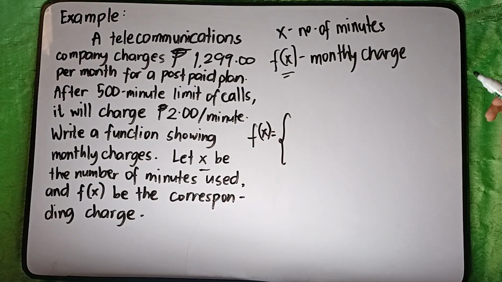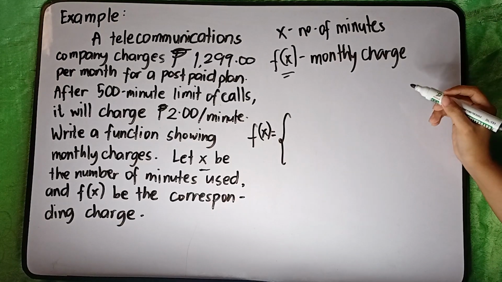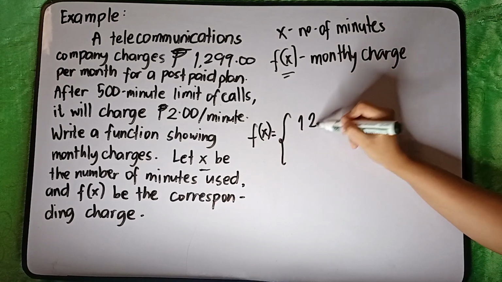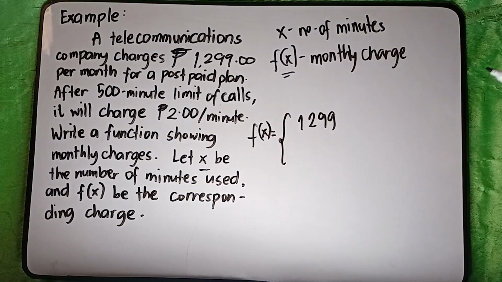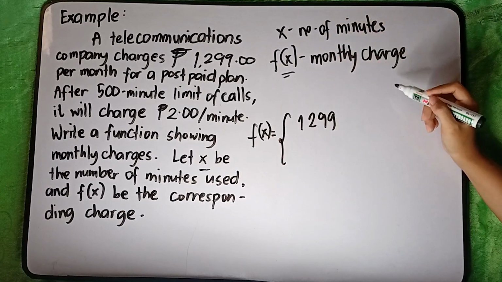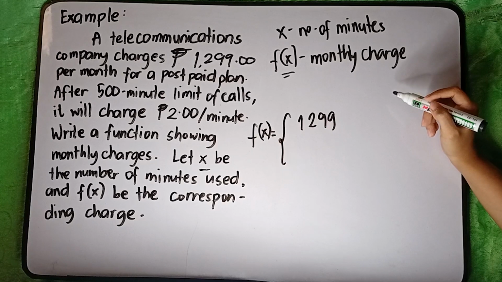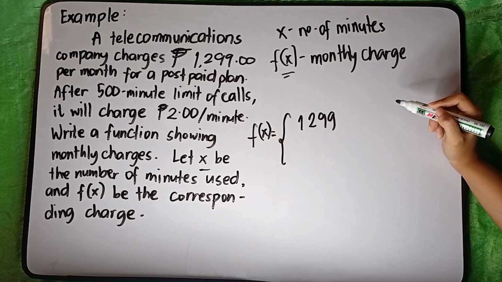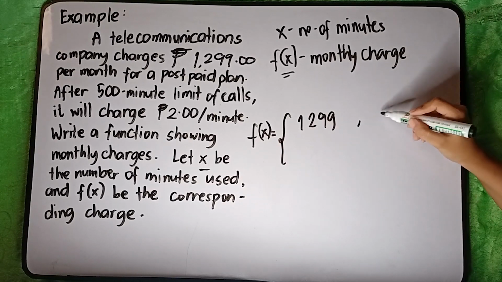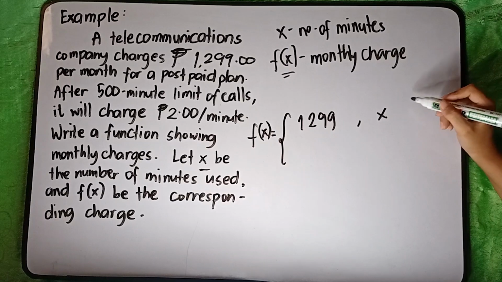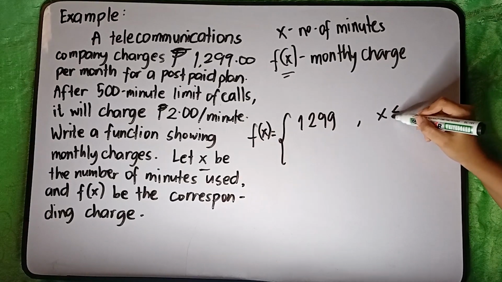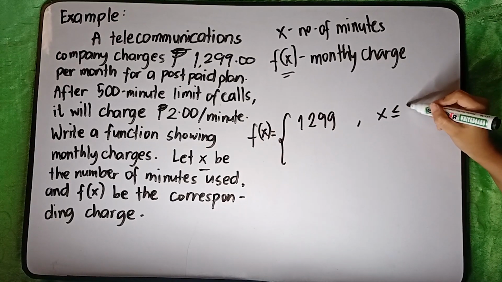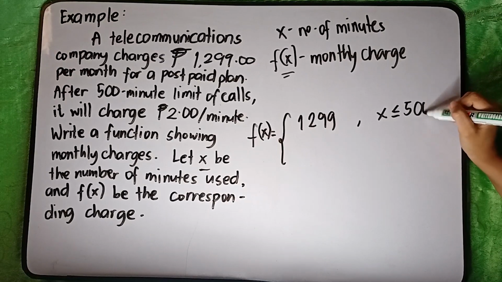so per month, you will have to pay 1,299 if you have used 500 minutes for your calls. So your x here is less than or equal to 500.